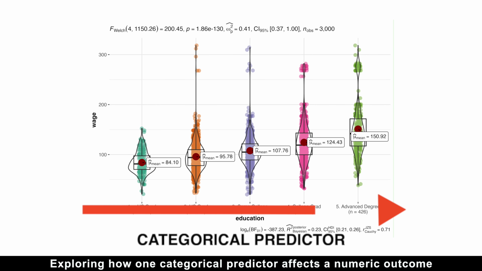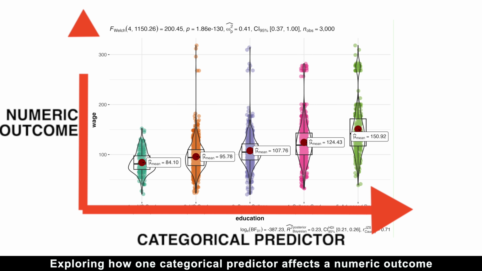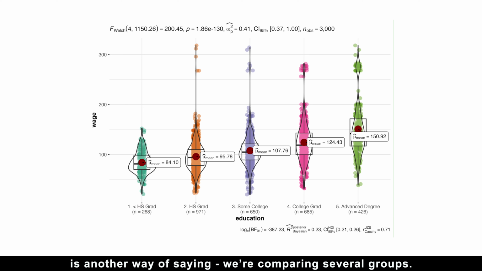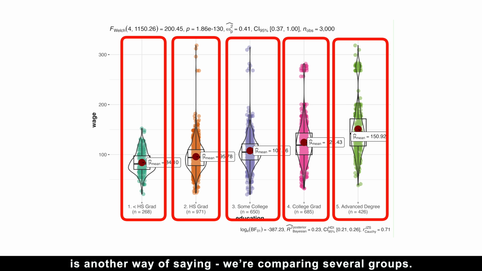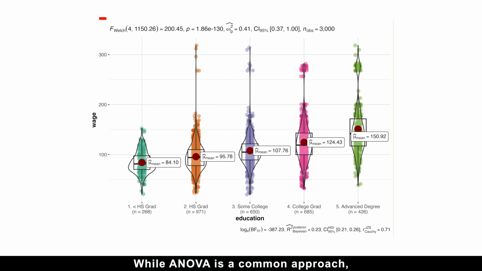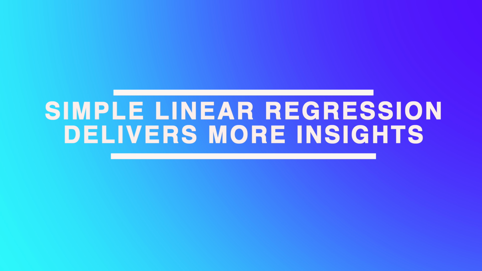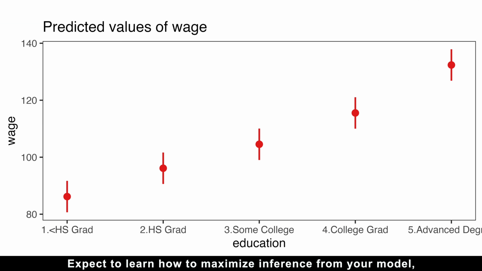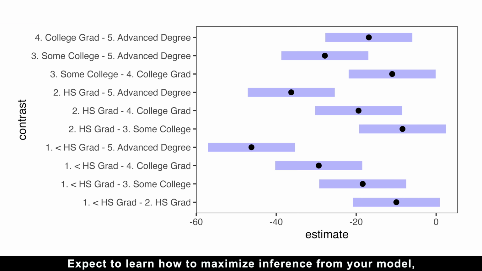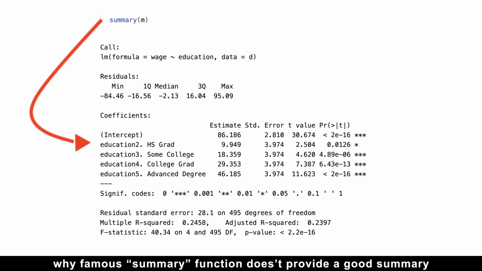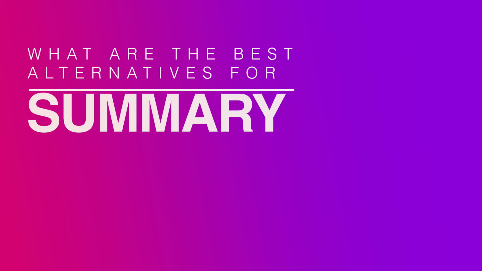Exploring how one categorical predictor affects a numeric outcome is another way of saying we are comparing several groups. While ANOVA is a common approach, simple linear regression delivers more insights. Expect to learn how to maximize inference from your model, why the famous summary function doesn't provide a very good summary, and what are the best alternatives for it.